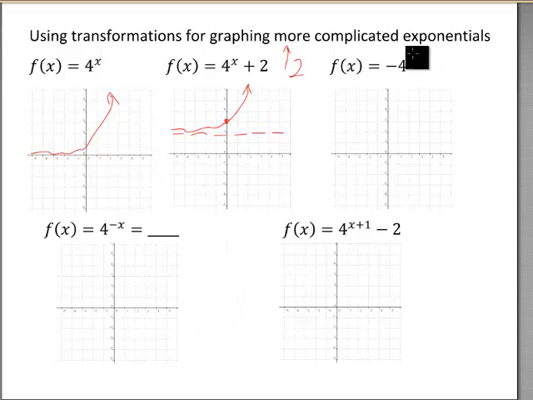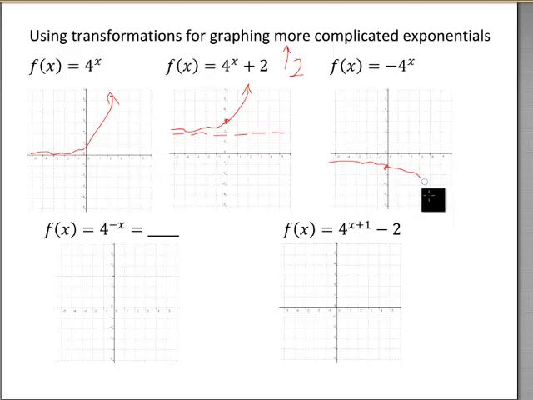Okay? So let's look at this transformation. Now instead of adding to the output, we're multiplying the output by a negative. So now what we're doing is taking all these positive y values we used to have and making them negative. So instead of at (0, 1), we're at (0, -1). So we can go ahead and put that there. The horizontal asymptote doesn't move, so we just flip it over the x-axis.